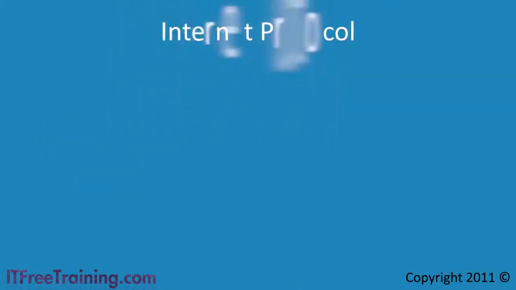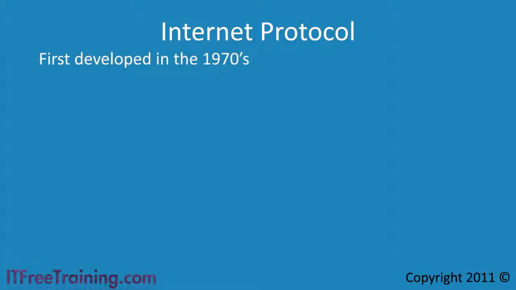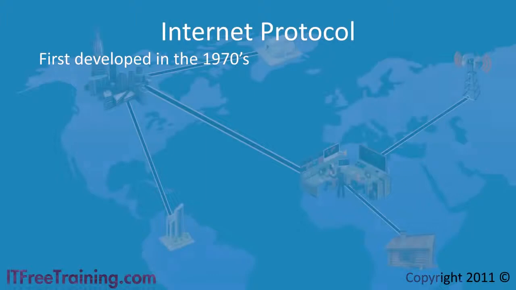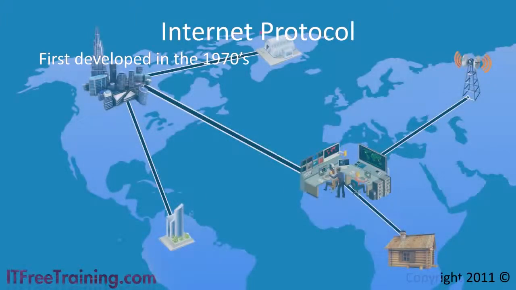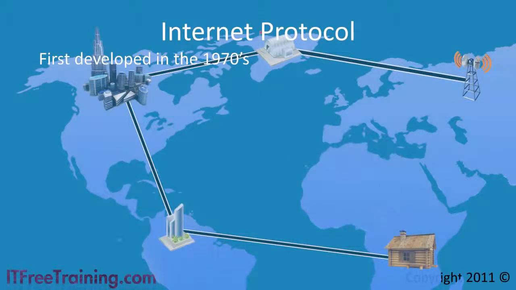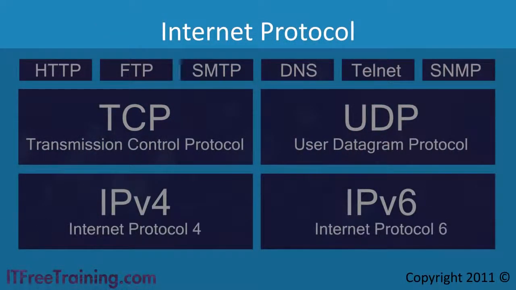In this video, I will look at the Internet Protocol. The Internet Protocol was first developed in the 1970s as part of a number of defense research projects. The idea was to build a decentralized network that would still operate when parts of it were damaged by war. The Internet Protocol consists of a suite of protocols that make it work.